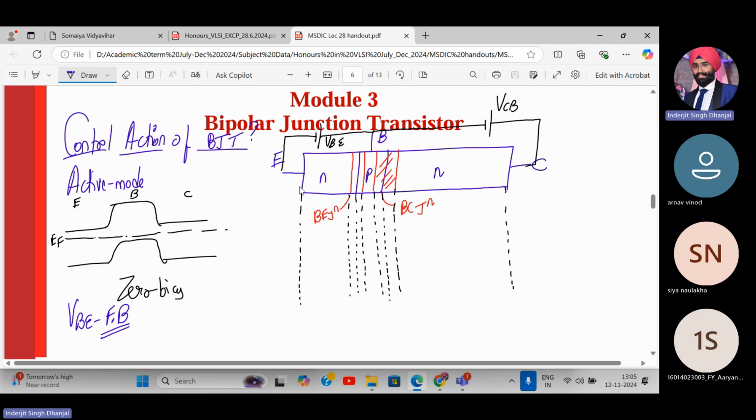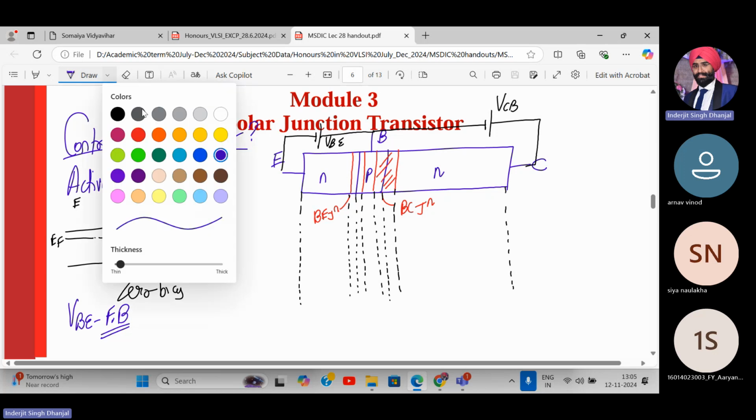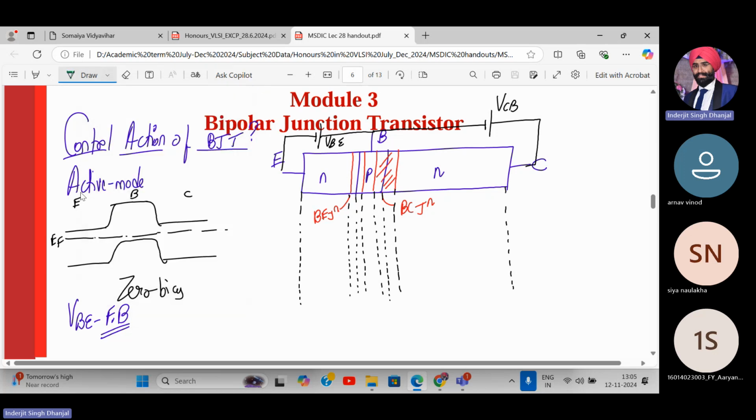What happens in forward bias? Your energy level will move up. Your Fermi energy level will try to move up. Why? Because you are applying a forward bias, a negative voltage, to it. So this level will move up, and this distance will get shorter. So this distance will now be less compared to this one.